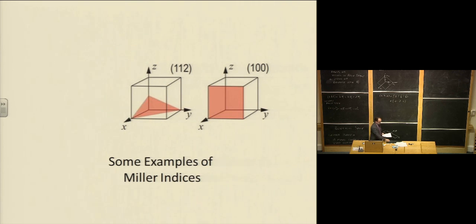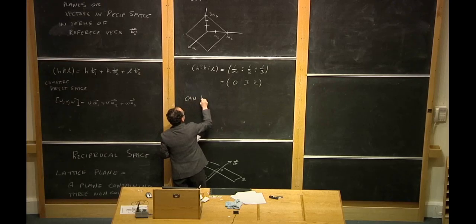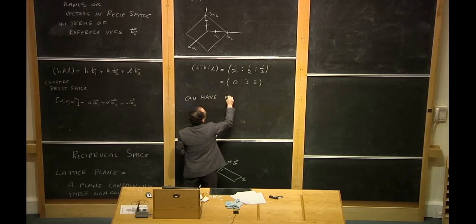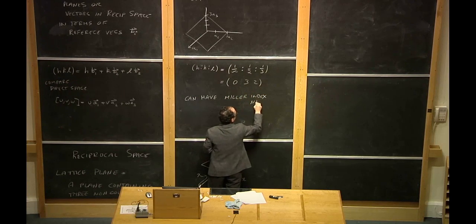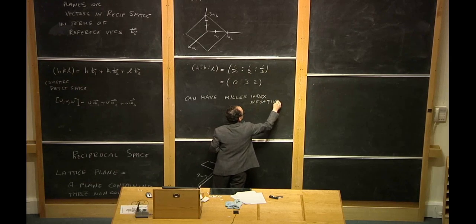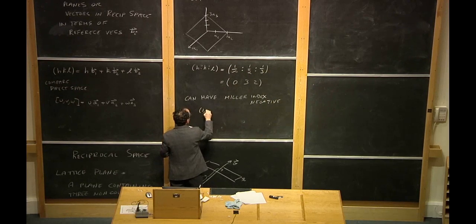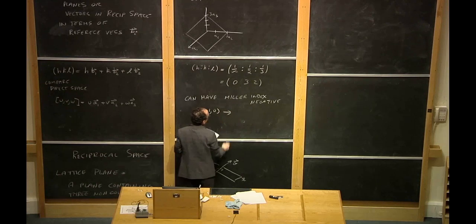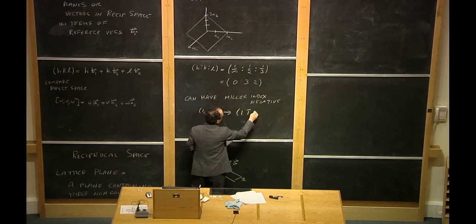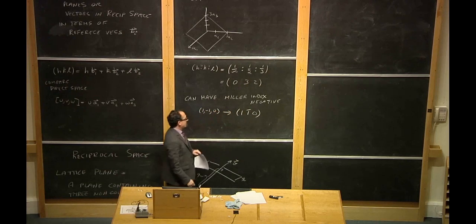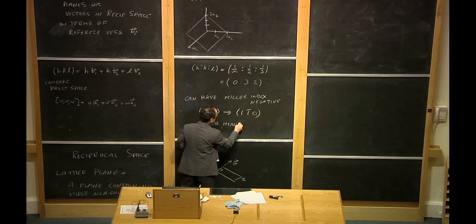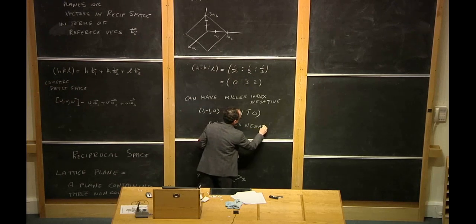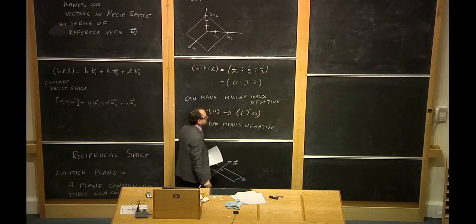So you can have a situation where you have a negative Miller index, like 1, minus 1, 0, which you typically write as 1 with a bar over it, 0. Okay, so the bar means negative. That's just the notation that's conventionally used.